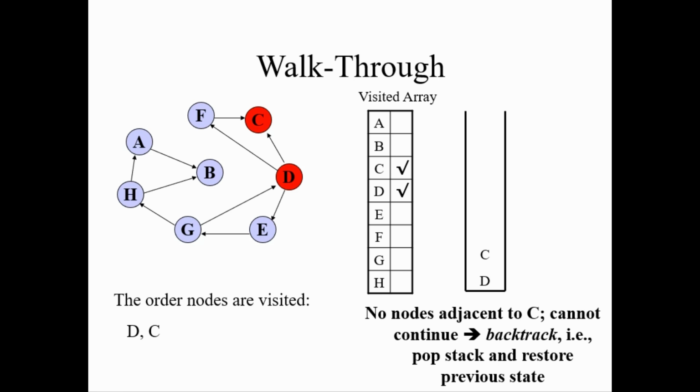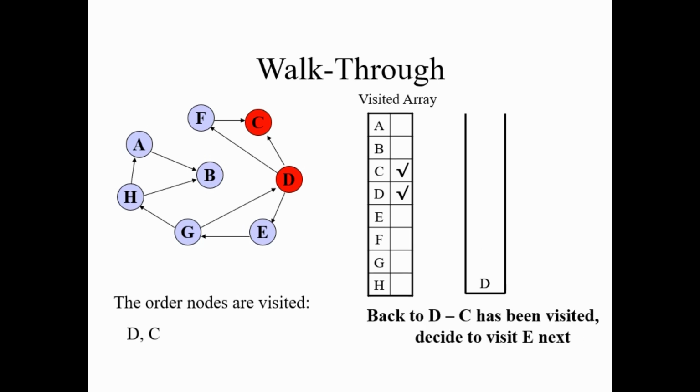There are no nodes adjacent to C, so we cannot continue, and we pop it out and backtrack. Now D to C has been visited. Next comes E, so we visit E next. We mark it and push it into the stack. From E we can go only one way, which is G, so we decide to visit G next.